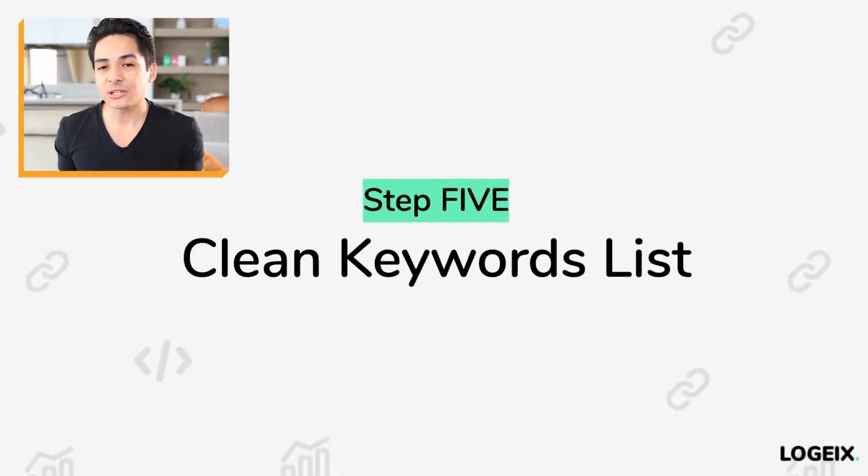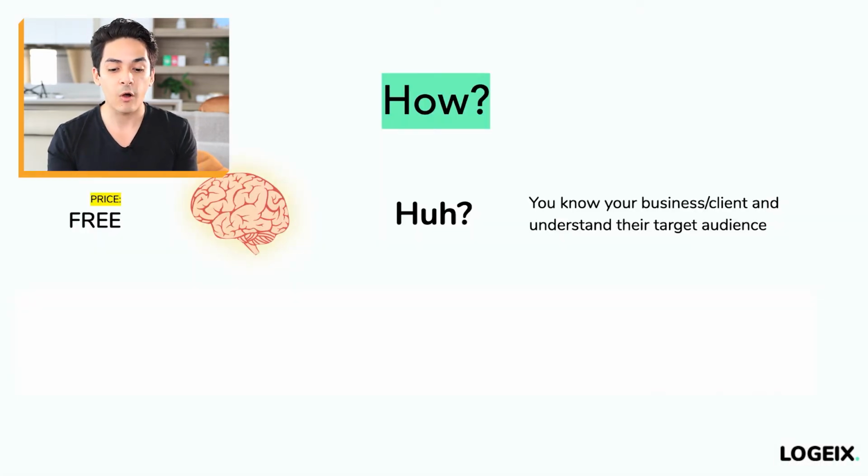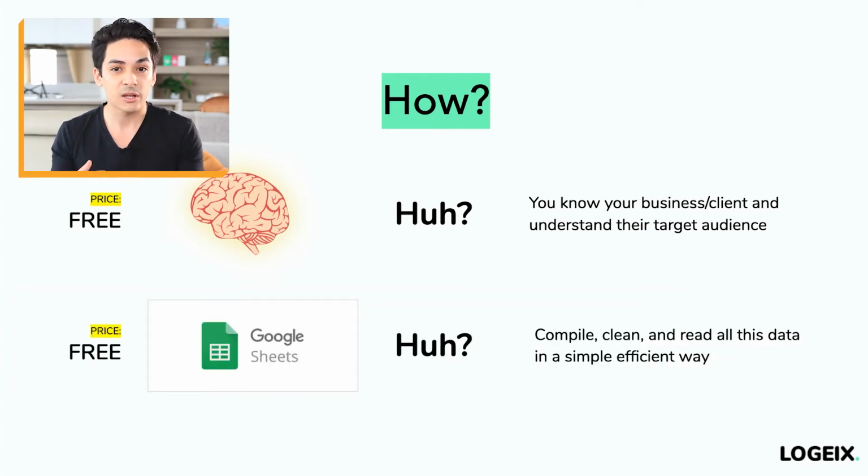Now that you have this huge list of keywords, we need to clean up this list so we can actually analyze it. It's very, very simple to do this. You're going to use your own intuition, your own skill, your own knowledge of your business and your target audience, and then you're going to use a tool like Google Sheets to, again, just remove duplicates and clean up this whole list really, really easily. So let me show you how this works.